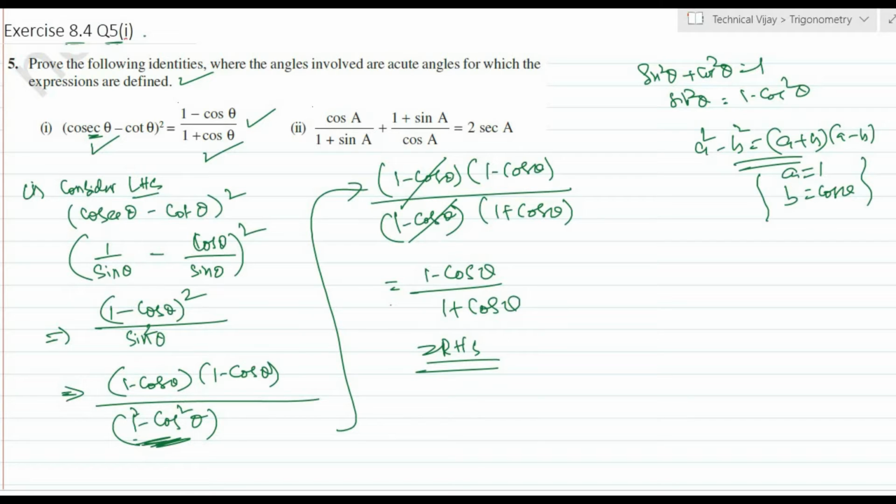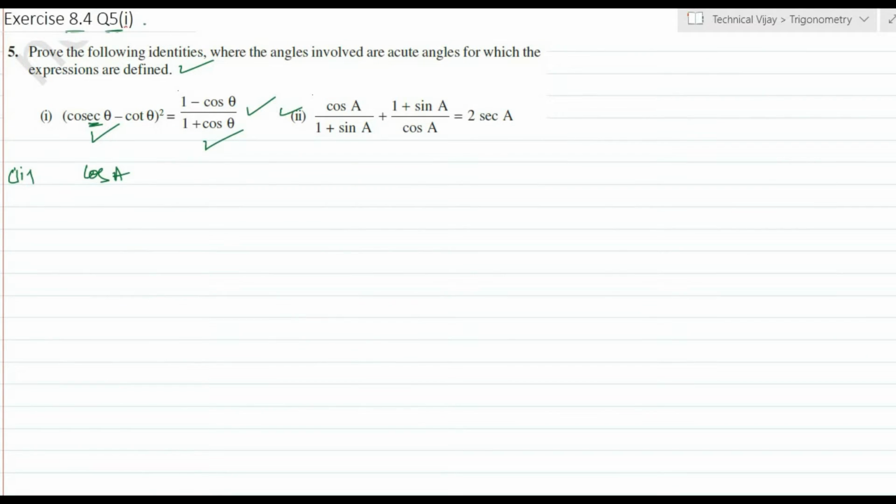Now we will go for the next one, the second portion. This can be taken with an LCM: cos A into cos A divided by 1 plus sin A, plus 1 plus sin A divided by cos A. The LCM will be cos A into 1 plus sin A. Note, it is sin A, not sin square. So this becomes cos square A plus 1 plus sin A whole square, and this is considered LHS.